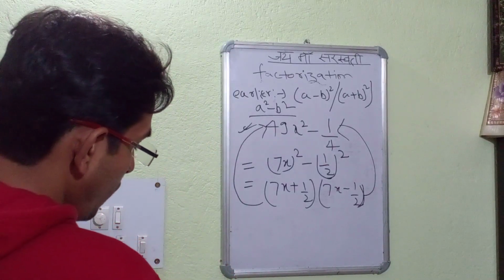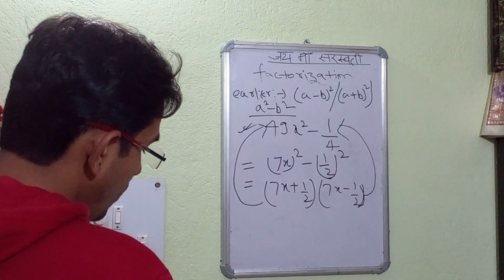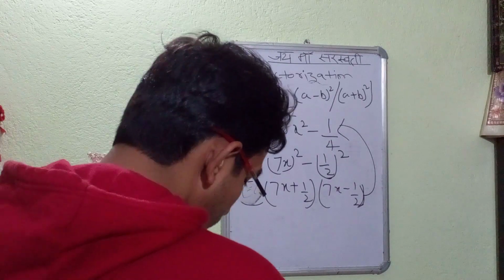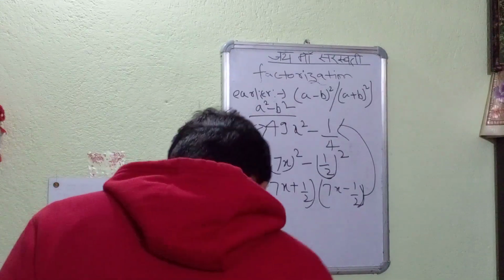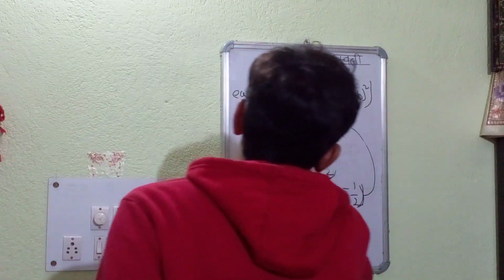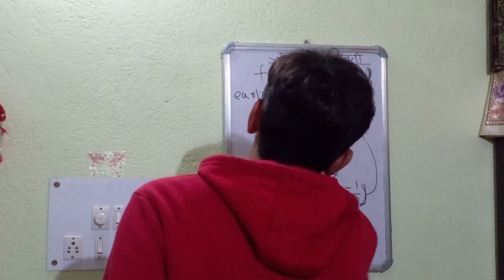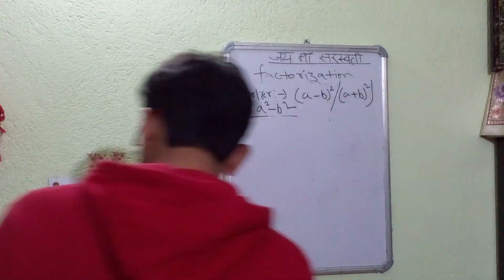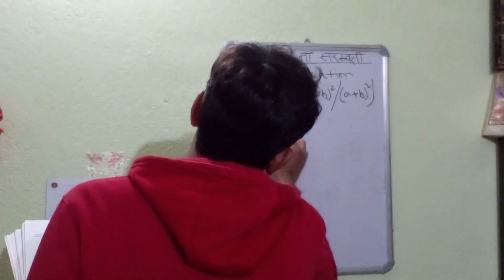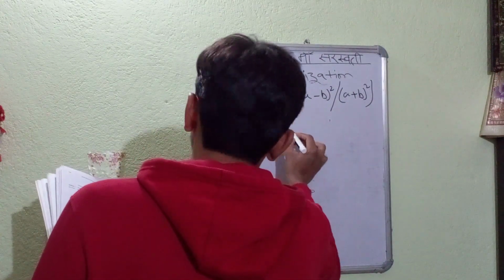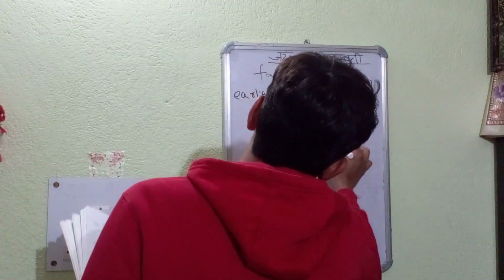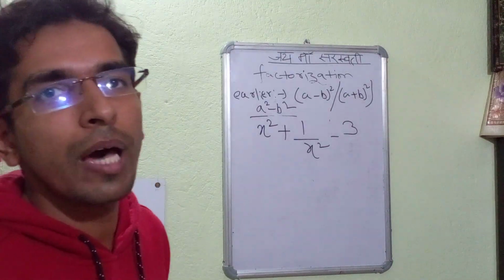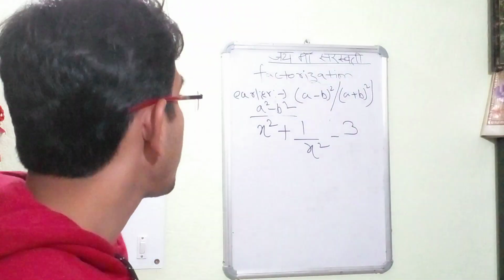Suppose if we are taking one more example like this, we will be solving one more example. x square plus 1 by x square minus 3. So this one will be x square plus 1 by x square minus 3. Suppose the question is coming like this: x square plus 1 by x square minus 3.